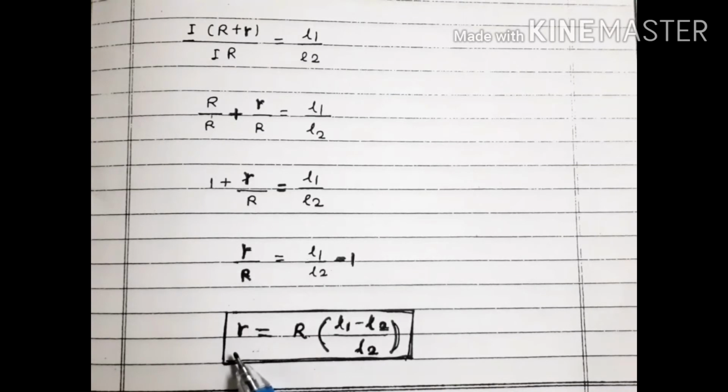Then the next step becomes in this way: small r divided by capital R is equal to bracket L1 minus L2 divided by L2 bracket completed.